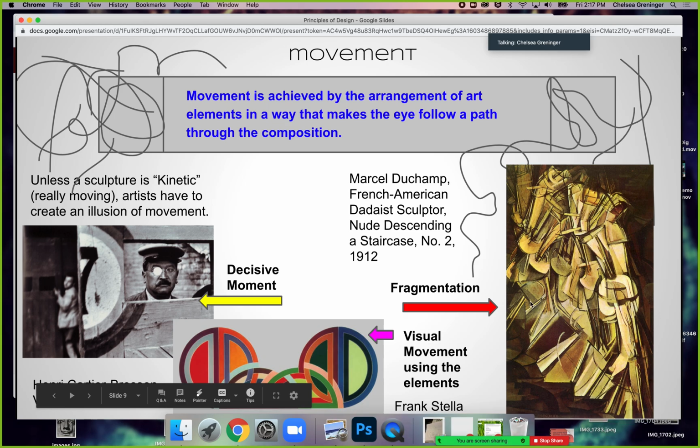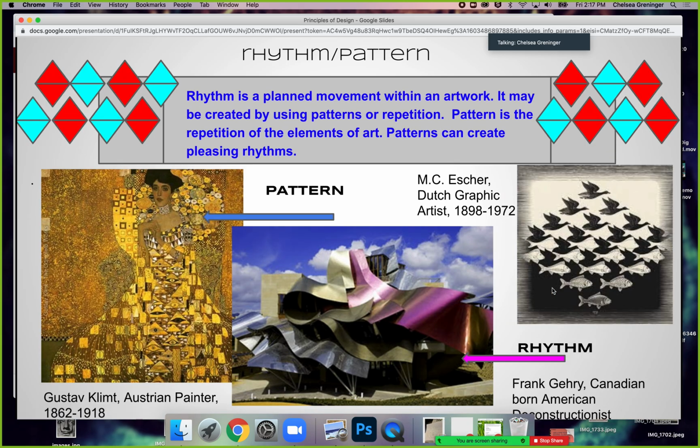But so there's a lot of ways that you can create movement in a work of art. Rhythm and pattern is the next one, and this is a really fun one to play with if you're an artist. And you see pattern everywhere you go. You see it in nature, you see it in the media that you consume. You see it in your clothes, you see it everywhere.